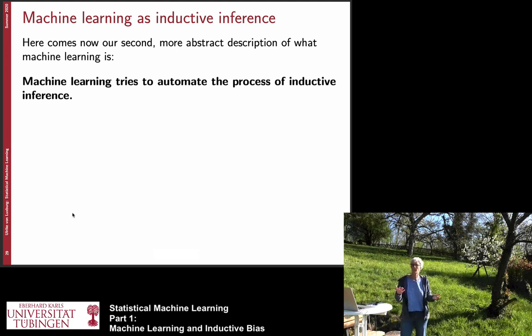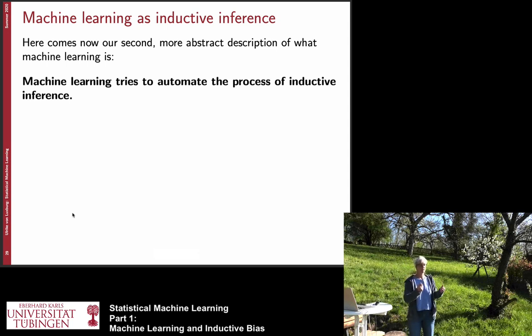Now, why am I telling you all of this? Here's now the second motivation for what machine learning is. Machine learning tries to automate the process of inductive inference. And I find this a very powerful explanation of what machine learning is. Inductive inference means we look at training data, and we build up some hypotheses. And this is exactly what machine learning is supposed to do.